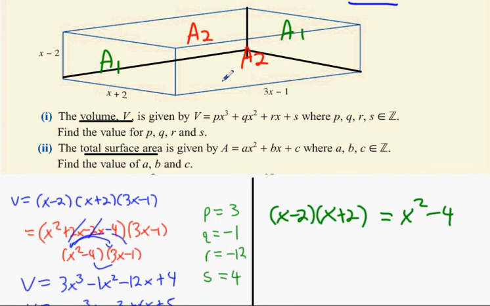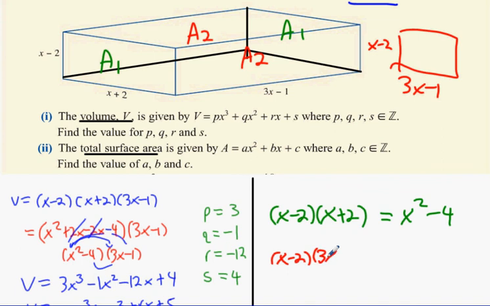A2 is the side one. What's the height and width of the side one? It's 3x minus 1 on the bottom and on the top. So I have to multiply x minus 2 by 3x minus 1. I'm going to get 3x squared. I'm going to get minus 5x plus 2 when I multiply that out. I'm trusting you can take care of that.